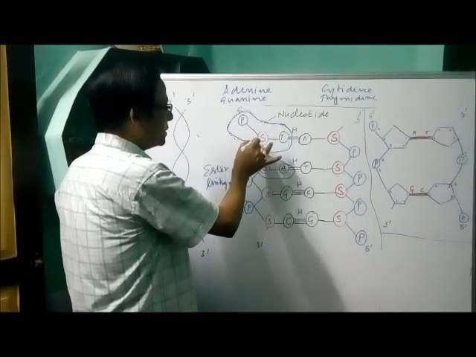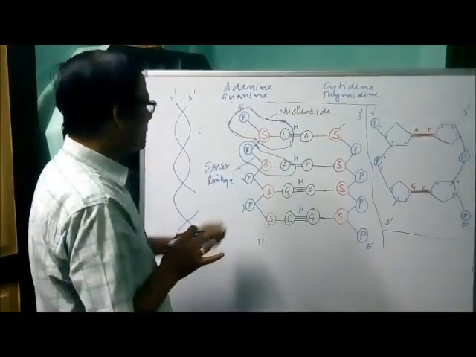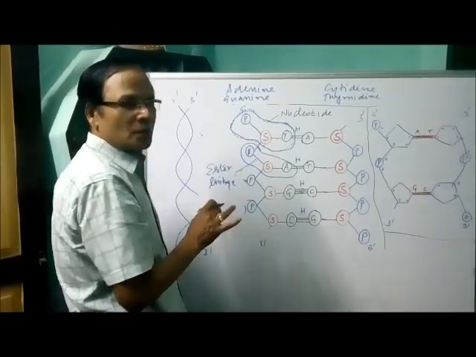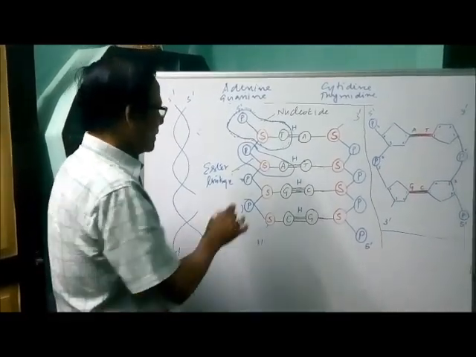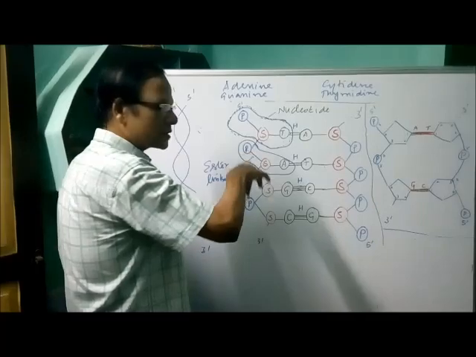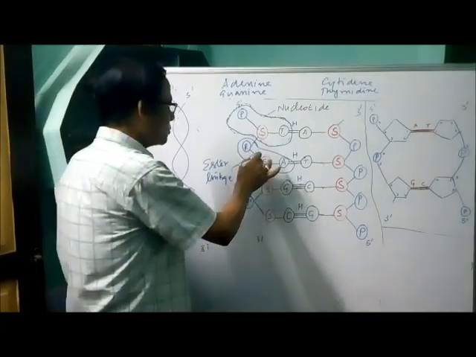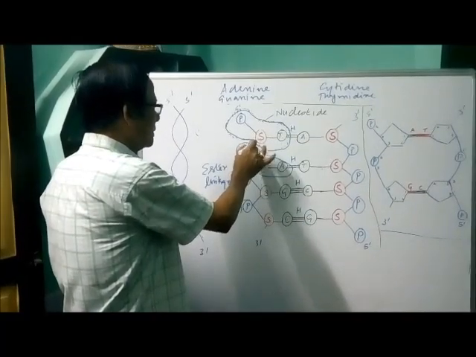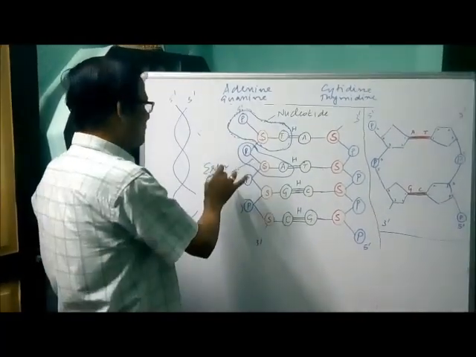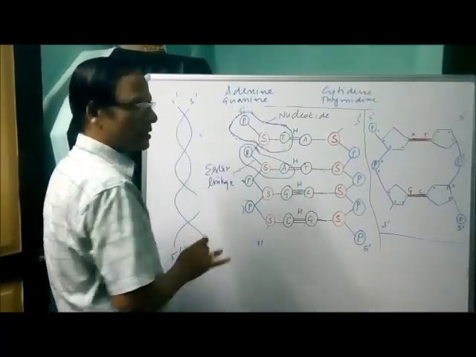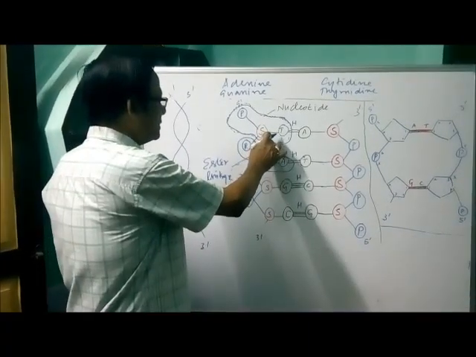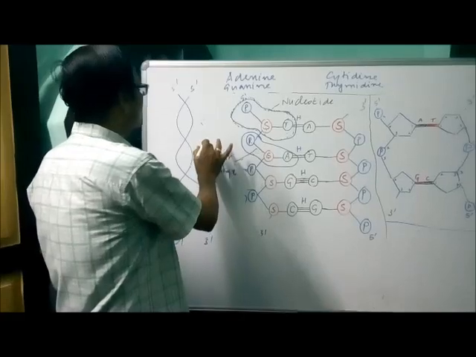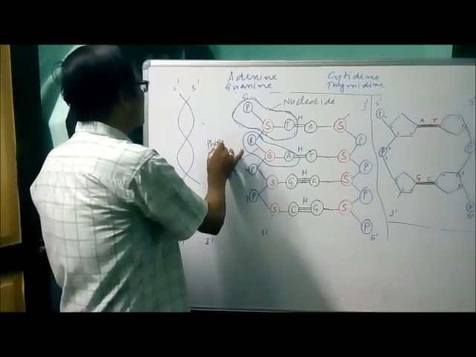So the phosphate is linked to the third carbon of the sugar, and it is connected to the sugar in the succeeding nucleotide by means of the fifth carbon atom. So we have two ester linkages. That's why it's called phosphodiester linkage. That means the adjacent nucleotides are connected with one another by means of phosphodiester linkage.